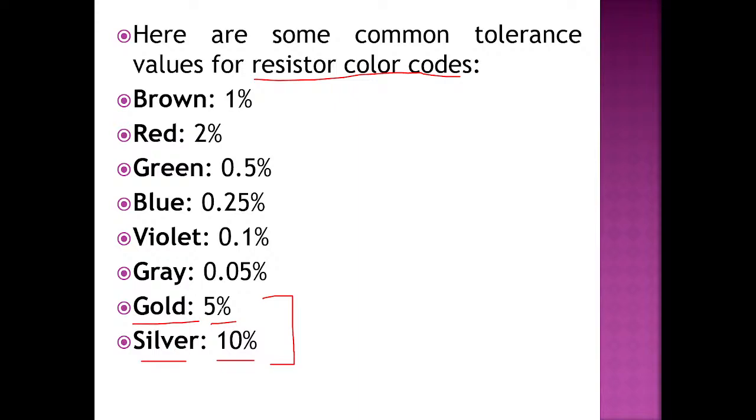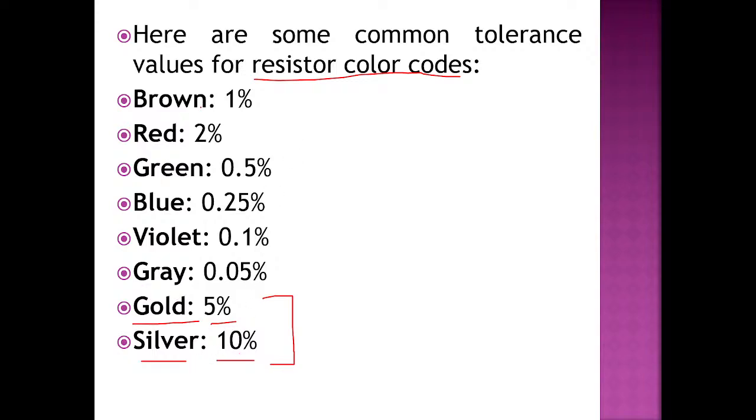Whatever resistance value we calculate, the actual value can be plus or minus 5% if the tolerance is gold, or plus or minus 10% of the calculated value if it is silver. So it can be 5% more or 5% less if it is gold, and 10% more or 10% less if it is silver.